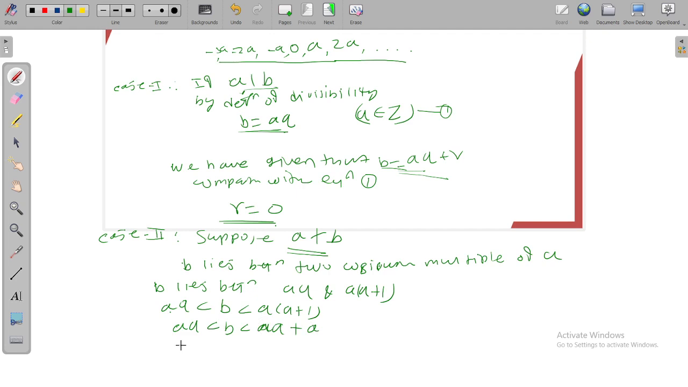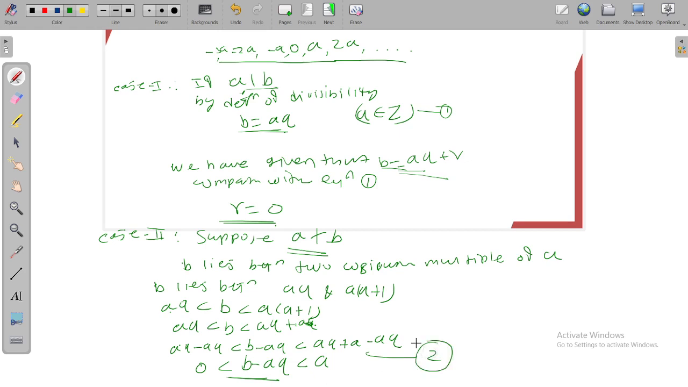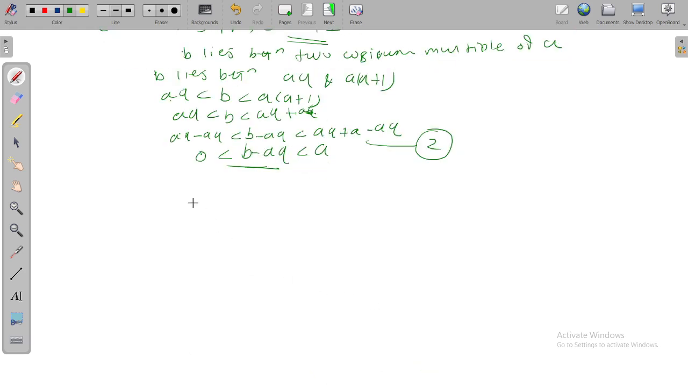Then subtracting AQ from all the system, we get AQ minus AQ less than B minus AQ less than AQ plus A minus AQ. We get 0 less than B minus AQ, which is less than A. Say it is equation 2.